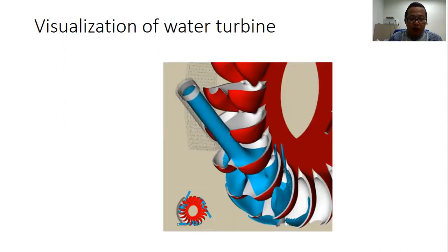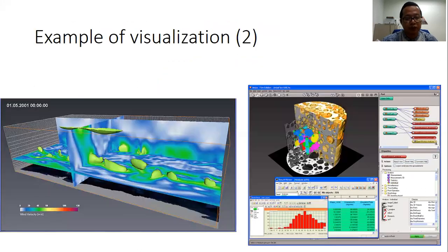This is a kind of visualization of a water turbine. They also want to know the rotation of the turbine, the speed of the turbine. If the water comes with a specific speed and also a specific volume, what is the velocity of the turbine? They will calculate based on the simulation. This is a kind of visualization also. This is also a kind of visualization. This is a contour.